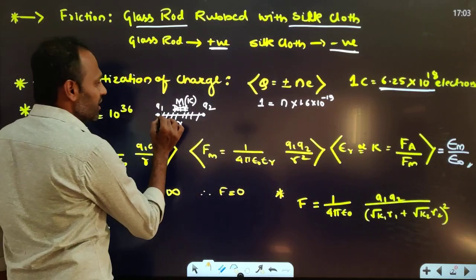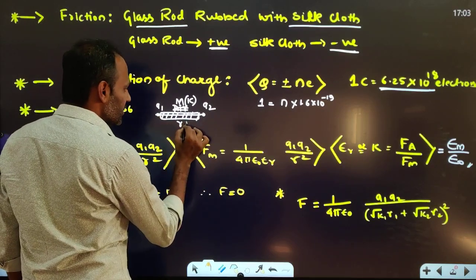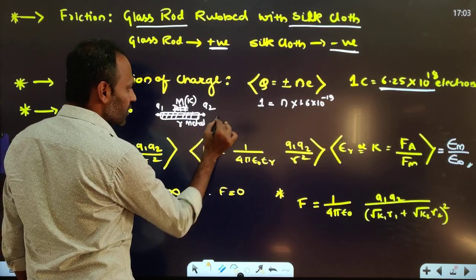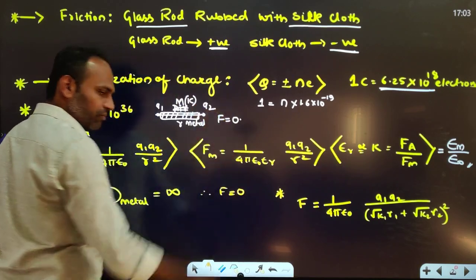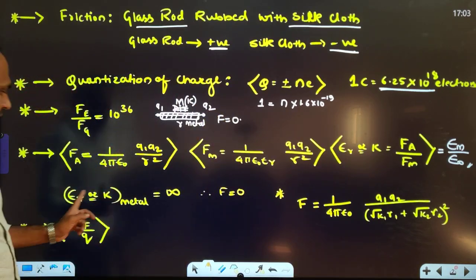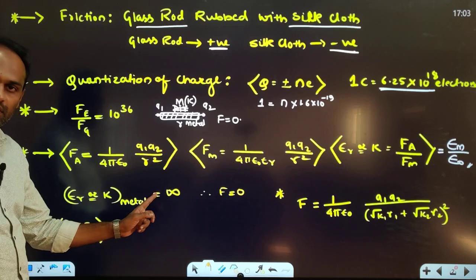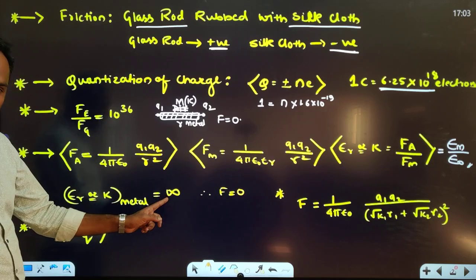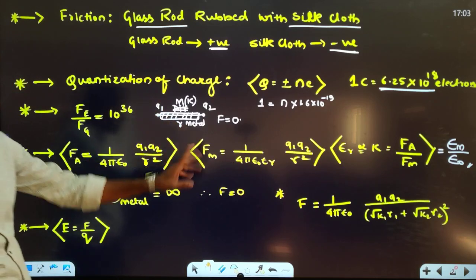So now suppose between these two charges if you insert a metal, if you put a metal here, the force between the 2 charges will become 0, right? Because the dielectric constant of the metal is infinity. That's why the force between the two charges will become infinite.